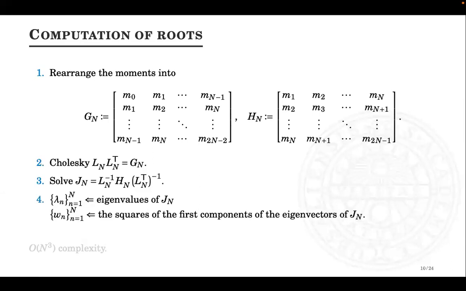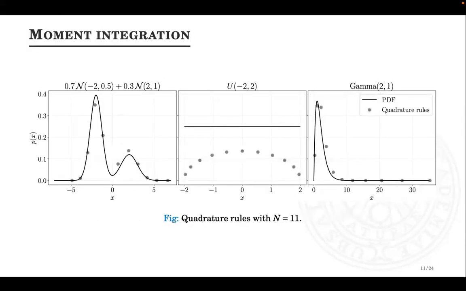So here's the algorithm. Suppose you have a bunch of moments, you just aggregate all the moments into two matrices, and you do a decomposition of Gn, and then solve two linear systems, and you compute the eigen decomposition of the resulting matrix. And the complexity of this algorithm is around cubic in the order because of the Cholesky decomposition.